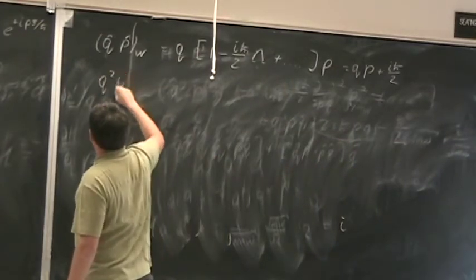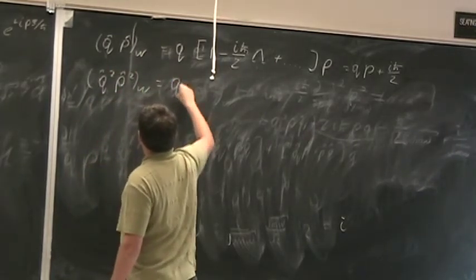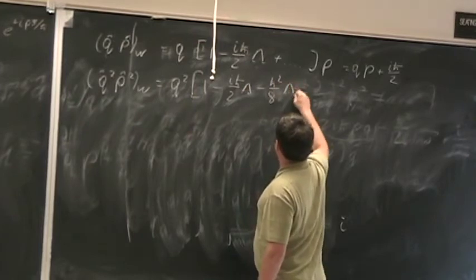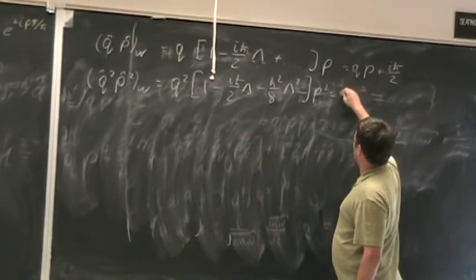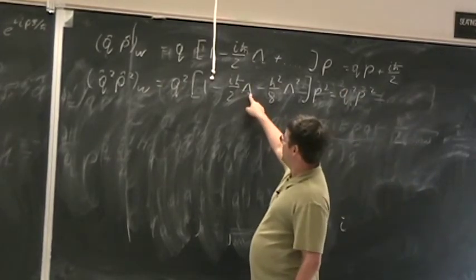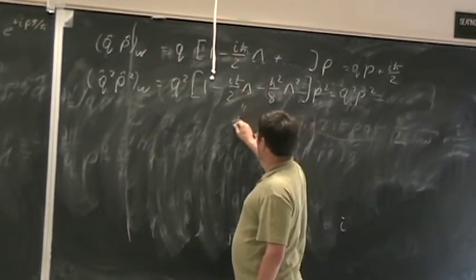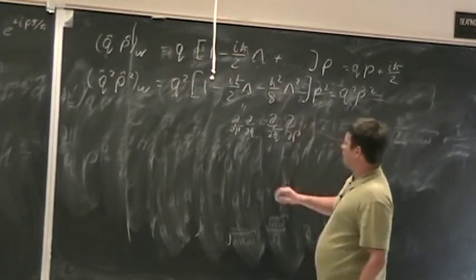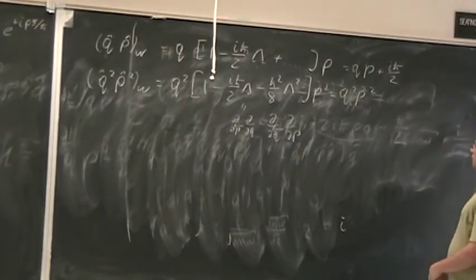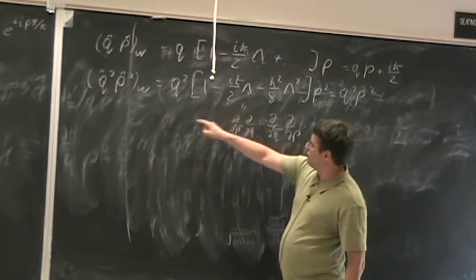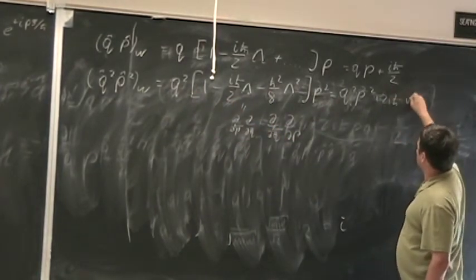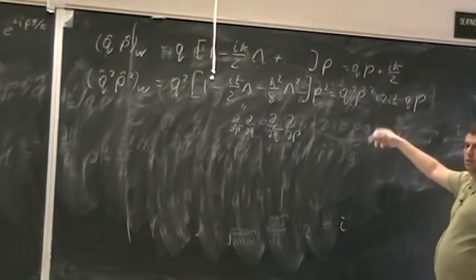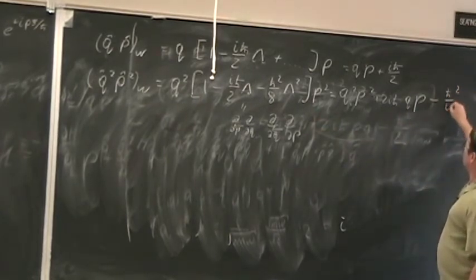Let me do the same again for q squared p squared. Again, q squared, and now I have to expand it up to second order in lambda: minus h bar squared over 8 lambda squared times p squared. The first term is obvious, it's q squared p squared. For the second, remember that lambda is d by dp, d by dq minus the opposite. I have to choose the opposite, because I have only q on the left. If I choose the opposite, I'll get a minus sign, a 1/2, a 2 from here, a 2 from here, and I get 2 i h bar qp. And from lambda squared, I will get a second derivative here, a second derivative there, 2 times 2, 1 over 8, and I get minus h bar squared. Same result.